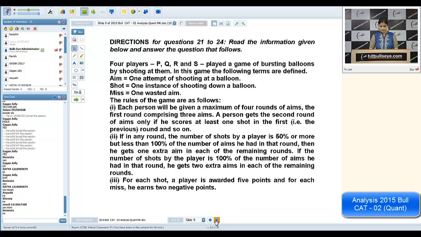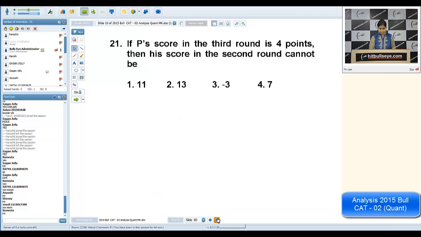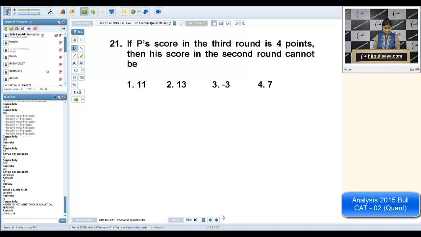Question number 21 to 24. That was a difficult set. Yes, guys, any problem in 21st? Question number 16, Ayushi, it was very easy. Let me complete this session. I'll come to your question as well.